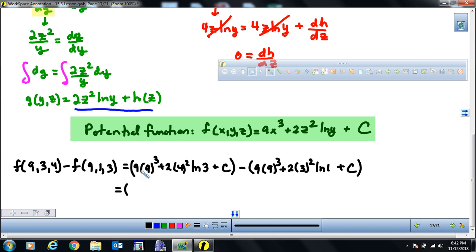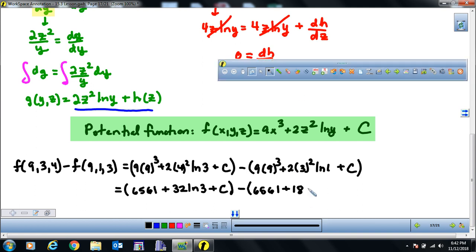Let's evaluate it. So let's use a calculator for this. 9 to the third power is 729 times 9, which is 6,561, plus this is 16 times 2, which is 32 natural log of 3 plus some constant c, minus this is going to be the same thing, 6,561 plus 9 times 2 is going to be 18 natural log of 1, but natural log of 1 is going to be 0, plus some constant c.